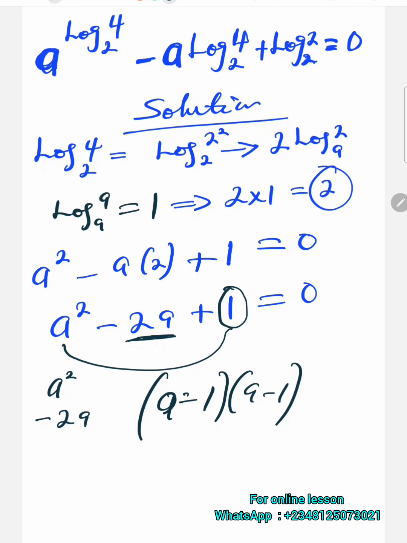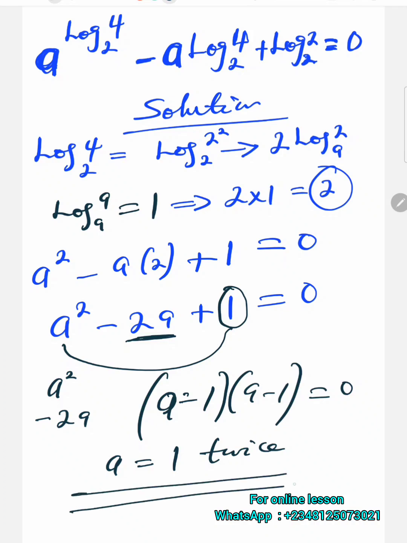So now, it gives us equal to 0. So we can say that a is equal to 1 twice. Okay, so this is our answer. So a is equal to 1.